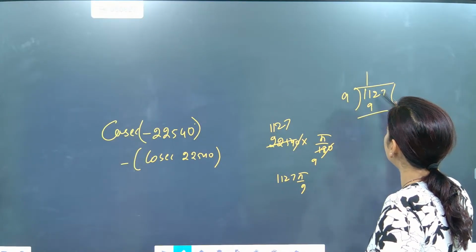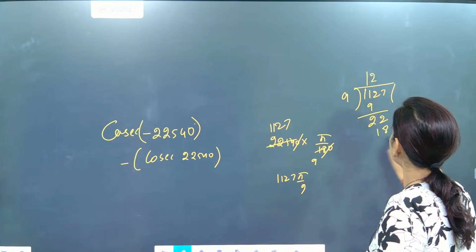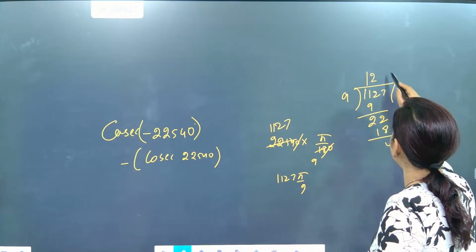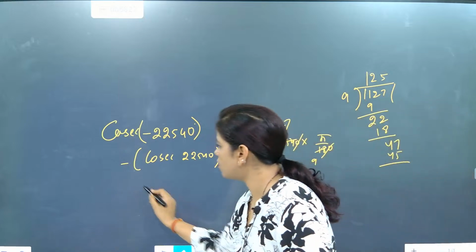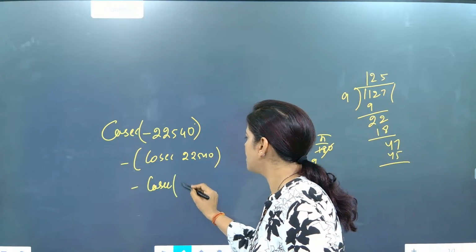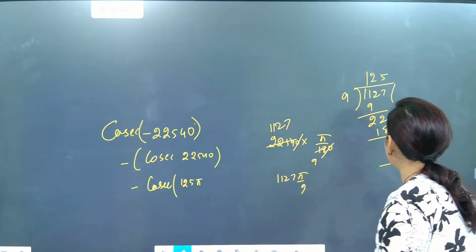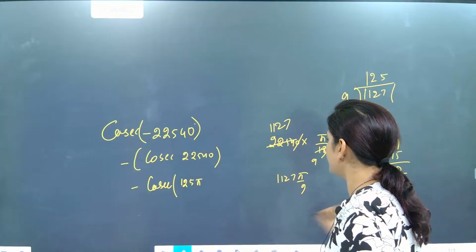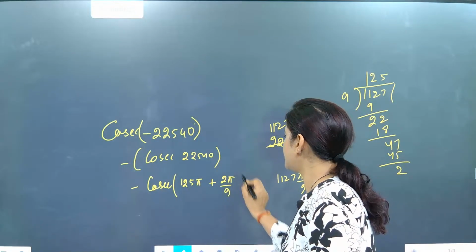9 ones are 9, 10, 11, 2, 2. 9 ones are 9, 2 are 18. Now here it is coming as 4 and 7. 9 5s are 45. Bingo. So 125 pi. Now look here. Minus cosecant 125 pi. 125 pi and 2 is coming. And that is coming as 2 pi by 9.